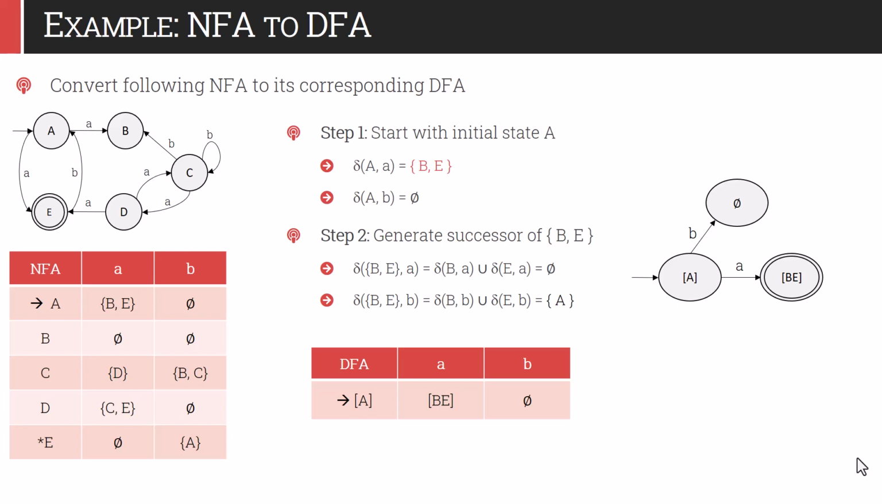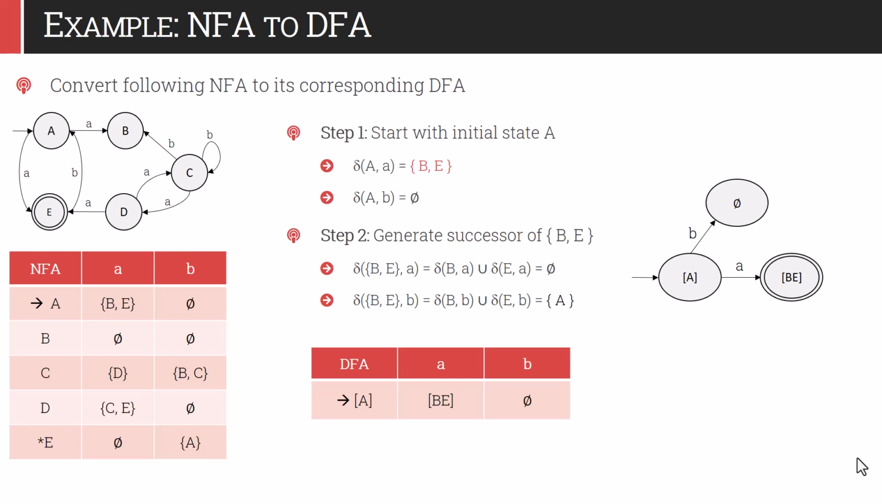So we have to find out delta transition of BE on input A. So when we do that, that can be computed by taking the union of delta B comma A and delta E comma A. And from transition table or diagram, we can verify both are phi. So this is phi. Similarly, we have to compute the delta transition from BE for input alphabet B. So that is union of delta B comma B and delta E comma B. So that is equivalent to set A.